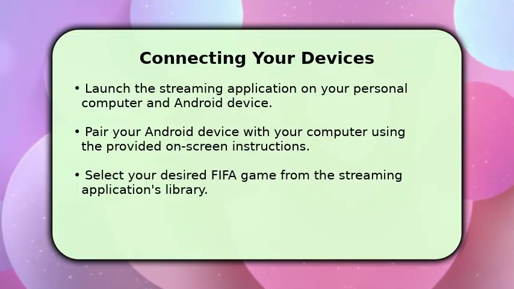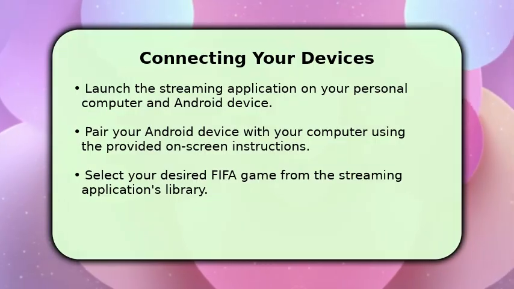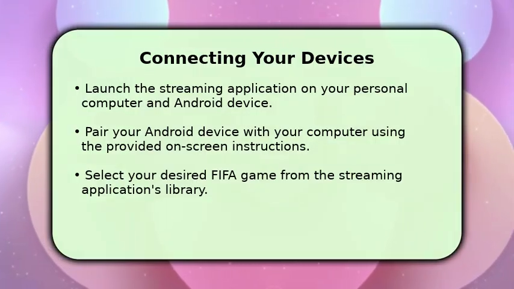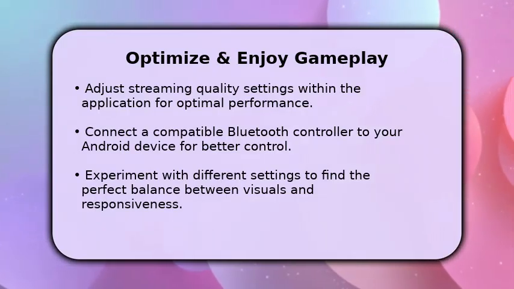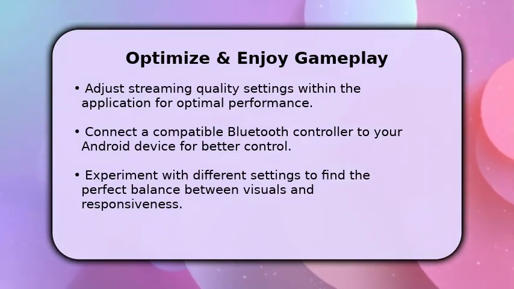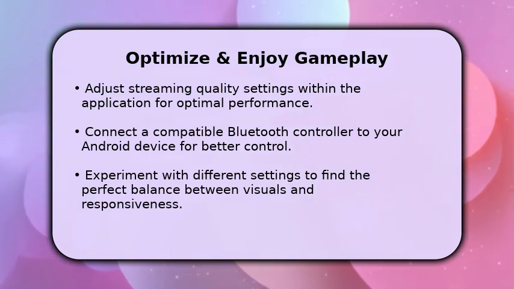After successful pairing, you can browse your PC's game library directly from your Android device and select FIFA to begin streaming. For the best experience, navigate to the streaming app settings on your Android device. Here, you can adjust resolution, bitrate, and frame rate to suit your network speed and device capabilities.